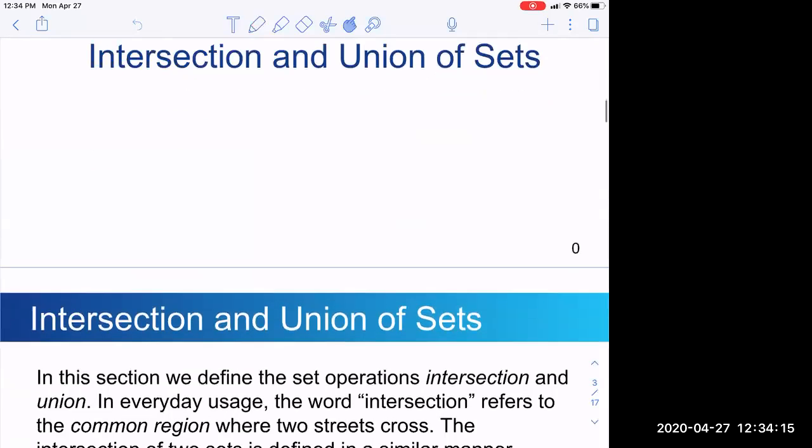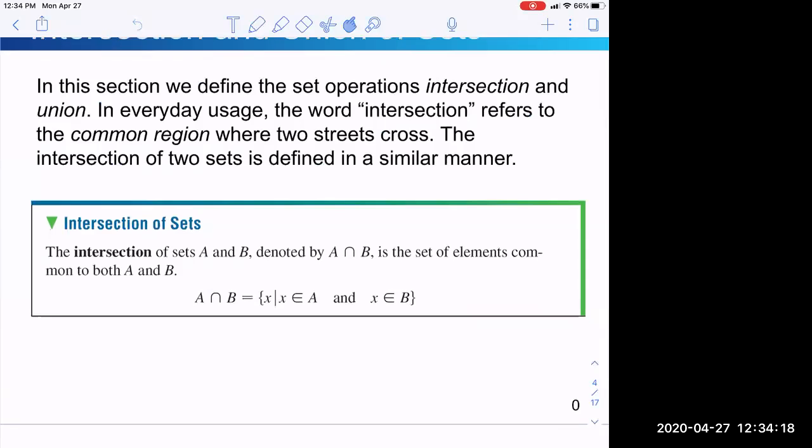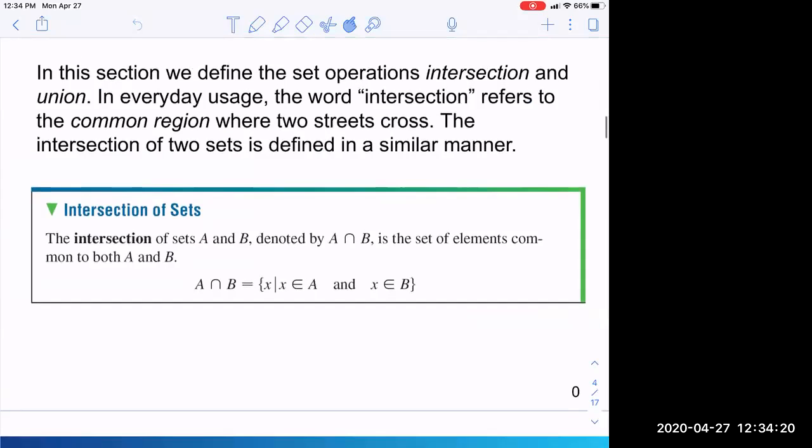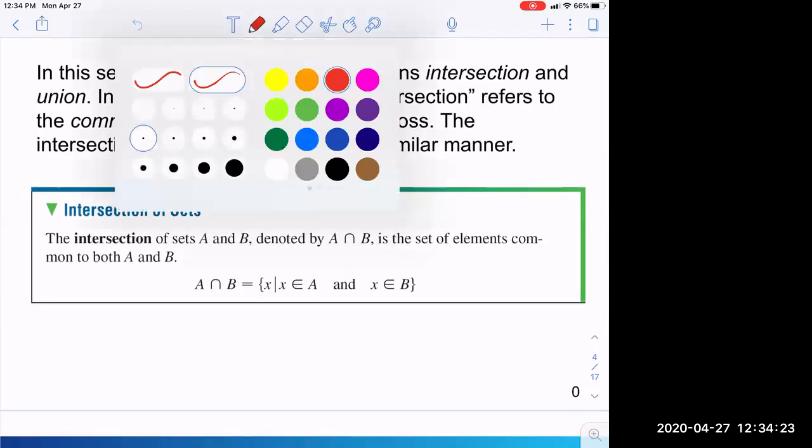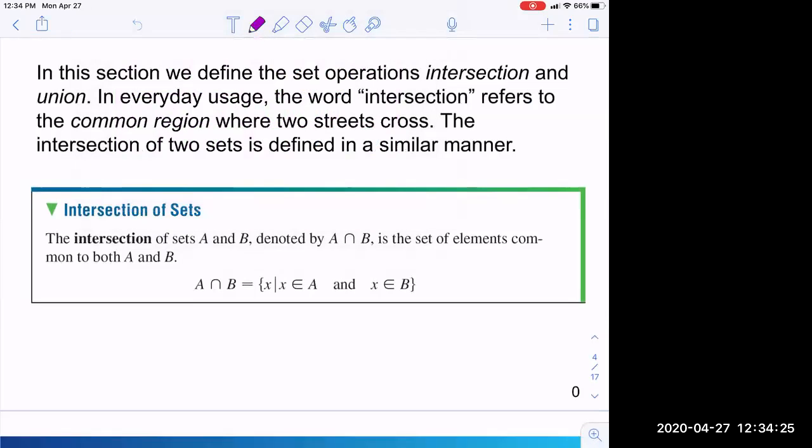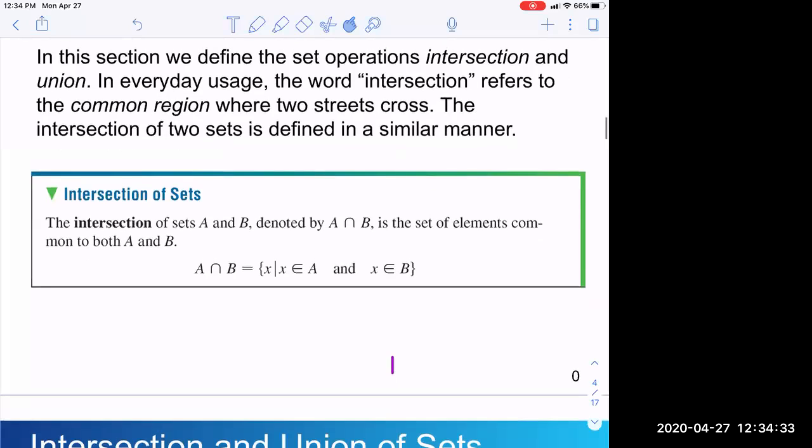So intersection, we'll look at this definition and also draw a Venn diagram for it. Kind of like this where they say it's where two streets cross or where things overlap. So A intersect B, that's why I say that. And it's stuff that's in sets both A and B. So you're in A and you're in B.